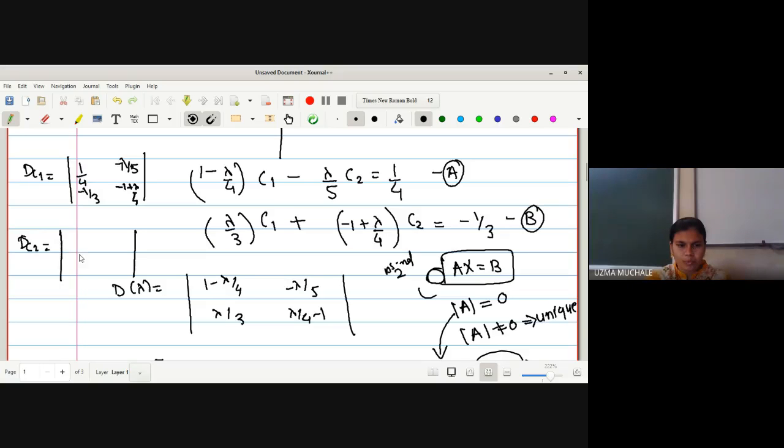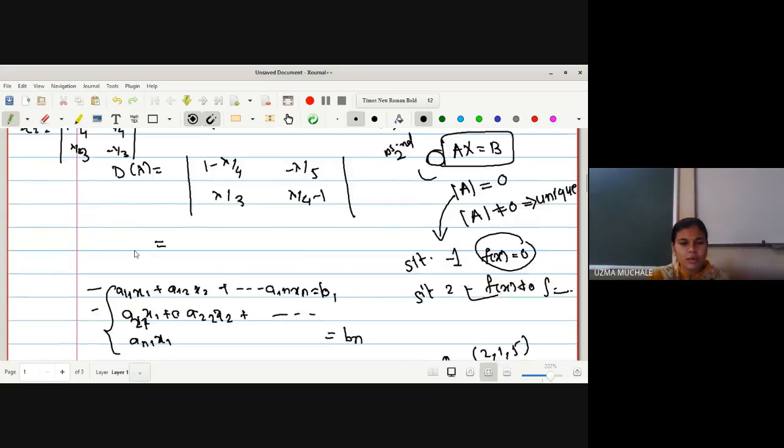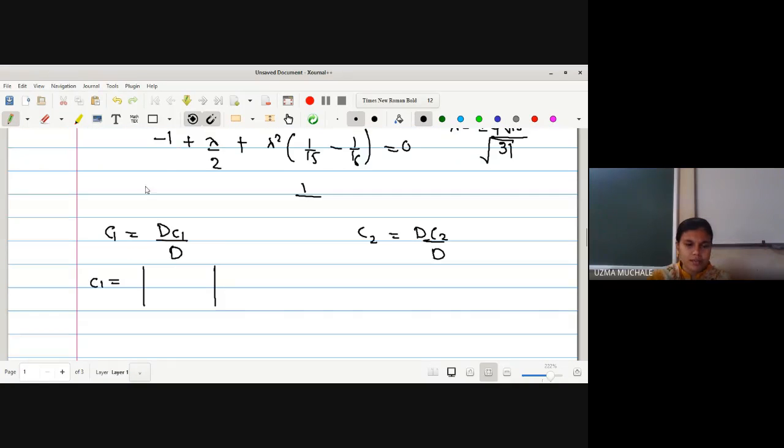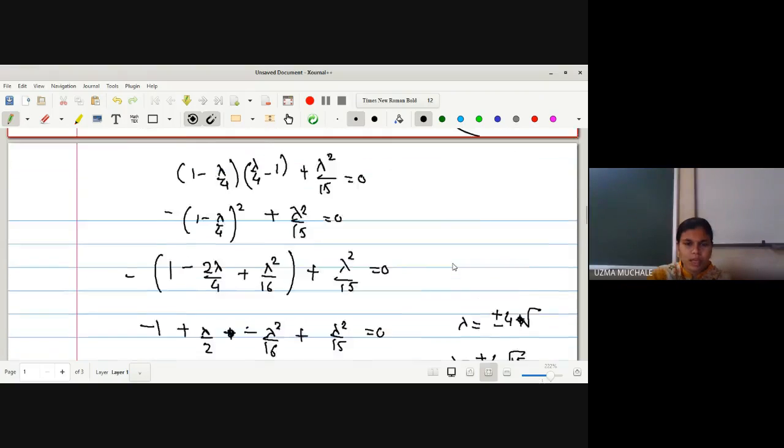Similarly, we can have it for C2. The first column is as it is, now 1 minus lambda by 4 and lambda by 3. The second one will be replaced by the constants 1 by 4 and minus 1 by 3. Just put all this in, and you can solve it or leave it as it is. Hence the answer will be C1 is equal to dC1 by D and C2 is equal to dC2 by D. So in this way also you can find the values of C1 and C2.